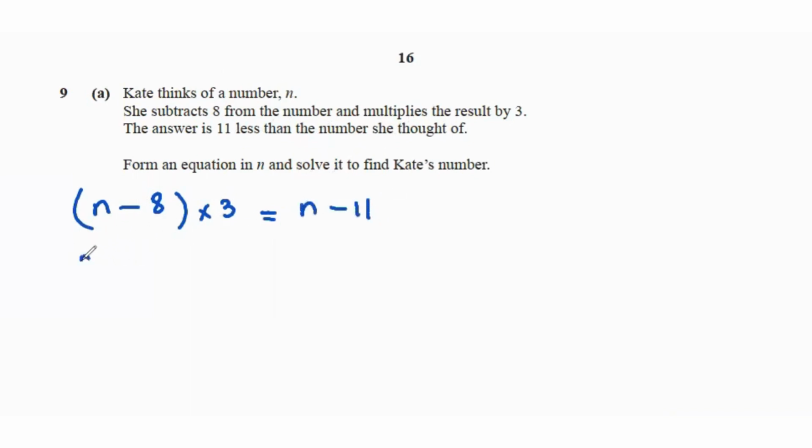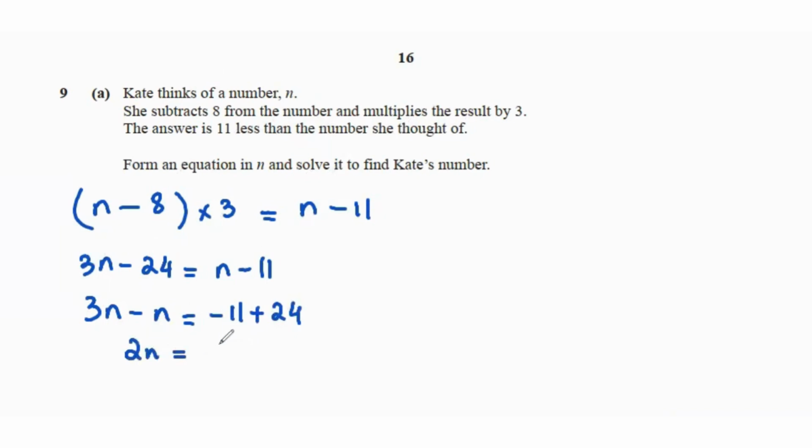So we expand the bracket: 3n minus 24 equals n minus 11. Collect the like terms on each side, so 3n minus n and negative 11 plus 24. That's 2n equals 13, and n equals 13 over 2, which is equal to 6.5.